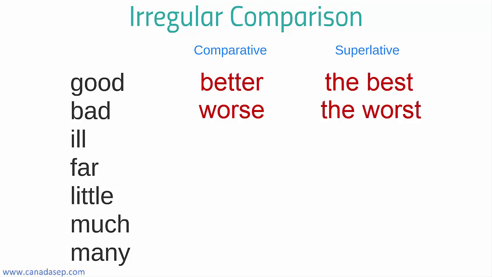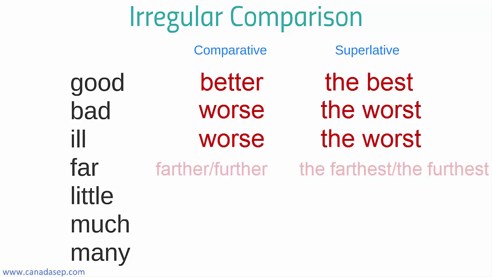Ill was probably the one you didn't get right. Like bad, the comparative and superlative forms are worse and the worst. If used for place, you can say farther and the farthest. The forms further and the furthest are used for place too, but they are mostly used when the figurative meaning of far is intended. In other words, further means something like more.